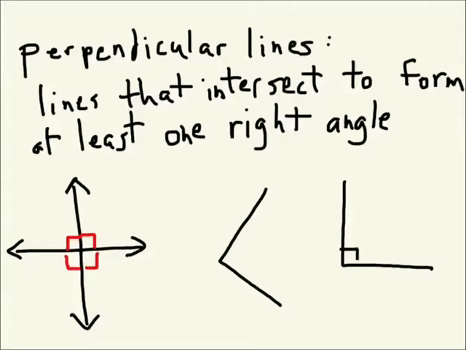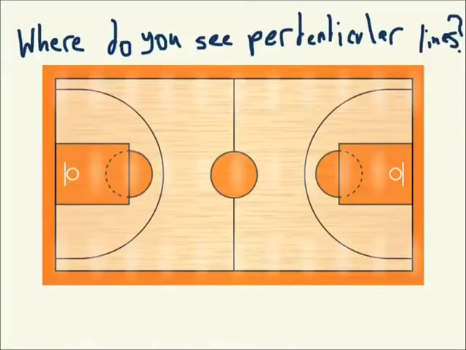Well, you're correct if you found that angle, this angle, this angle, this angle, this angle, this angle, that angle, that angle. Where else do you see perpendicular lines?